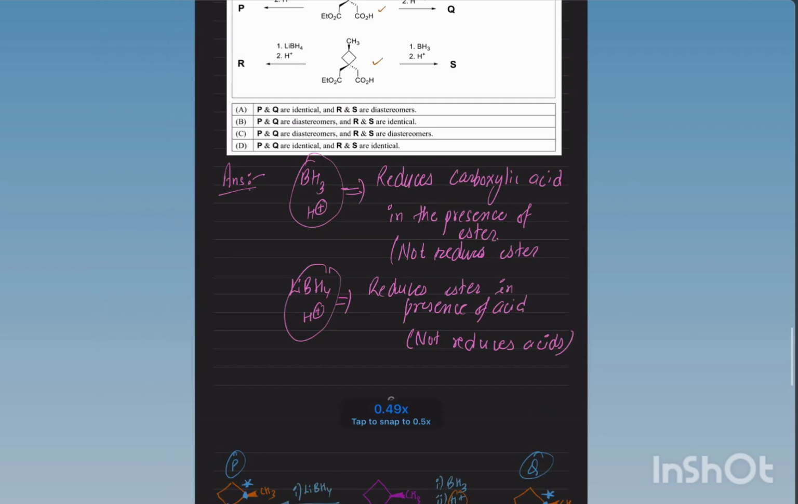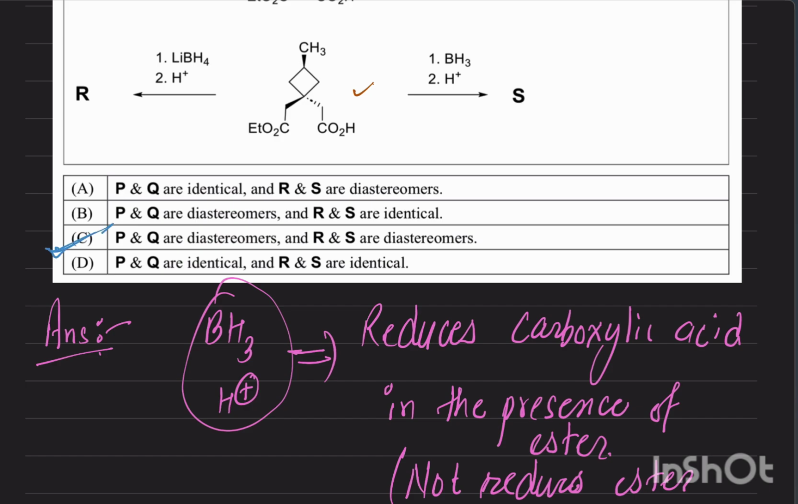From this, we can say that from these options, option C is correct because P and Q are diastereomers and also R and S are diastereomers.